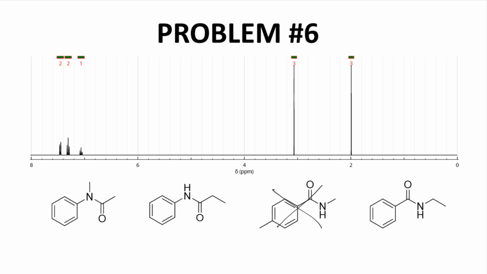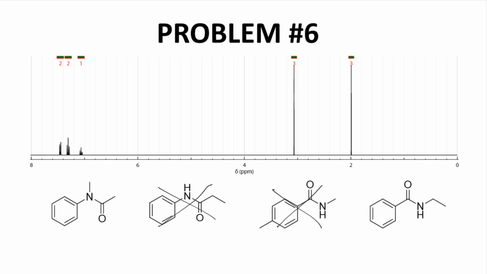So now we look at our first structure. We have a methyl and a methyl. This is a possibility still. We look at our next structure. We have a methyl and we don't have any other methyl groups. This is less likely. And notice, this has an NH. Those NHs tend to be broad. We don't have that in this spectrum. This is not looking promising.